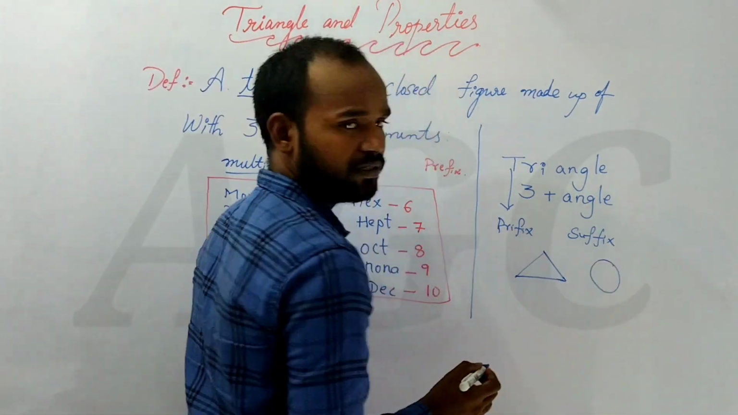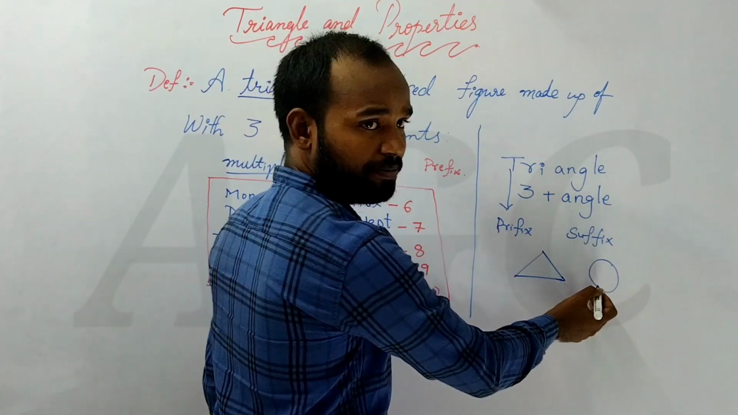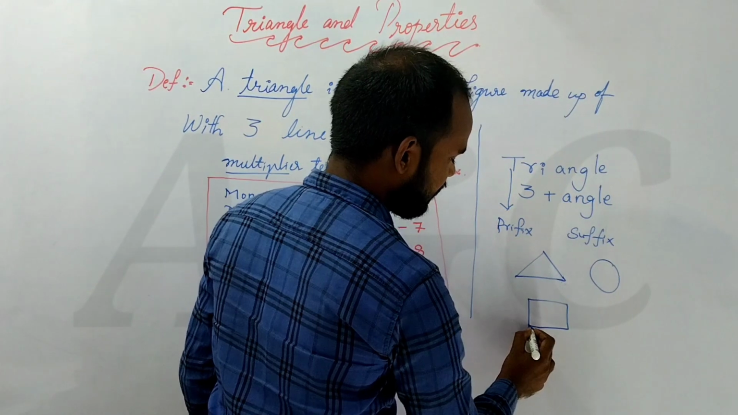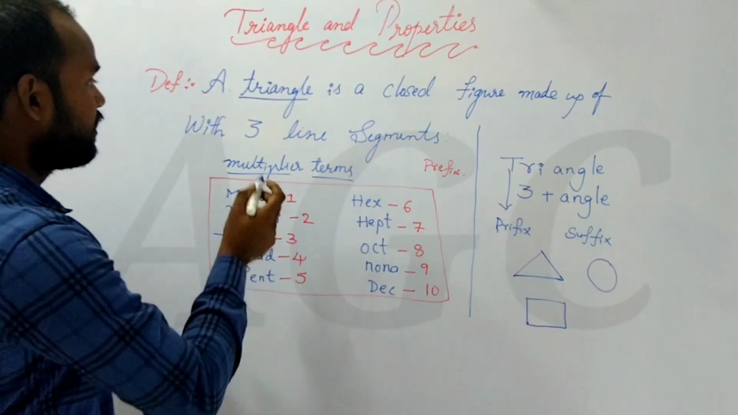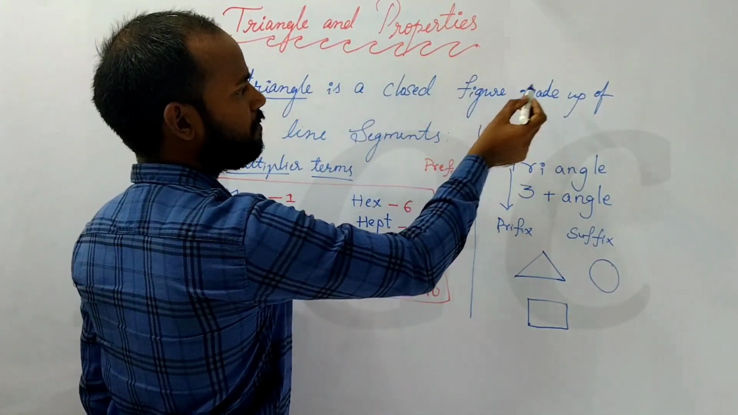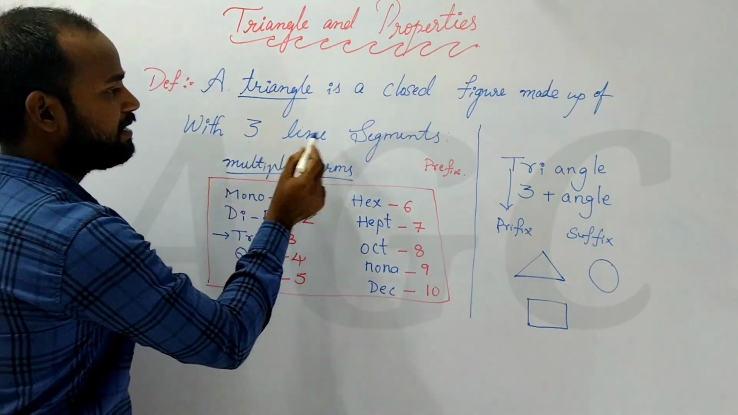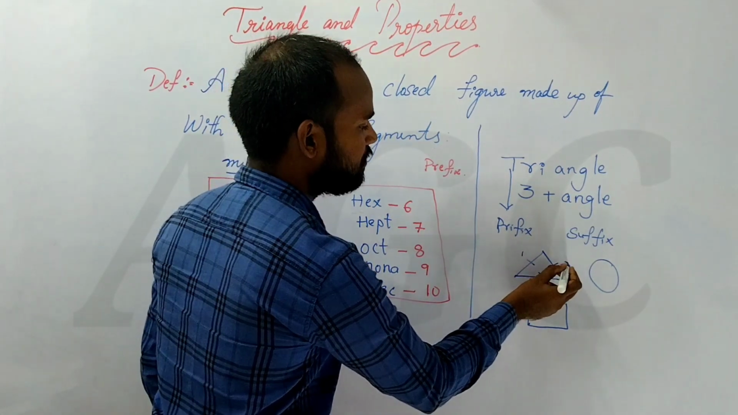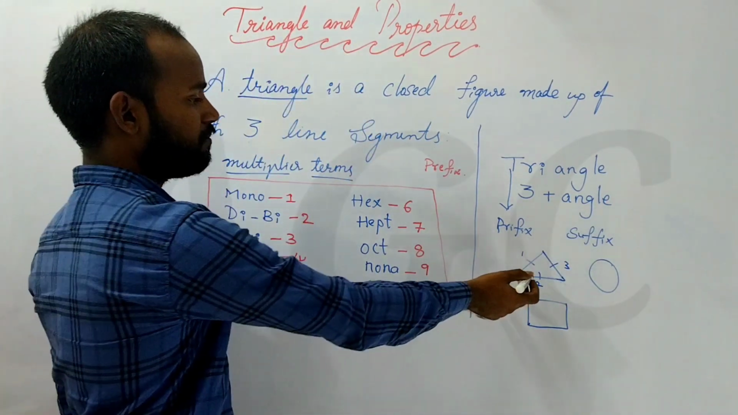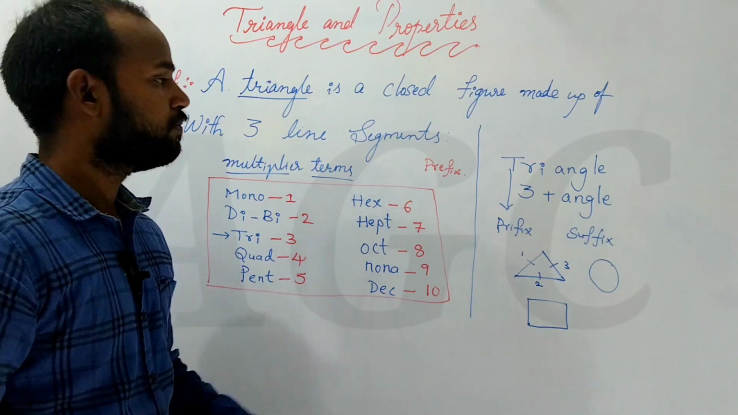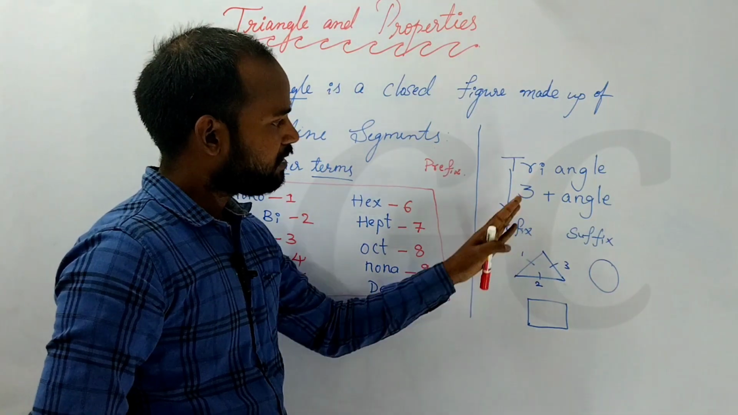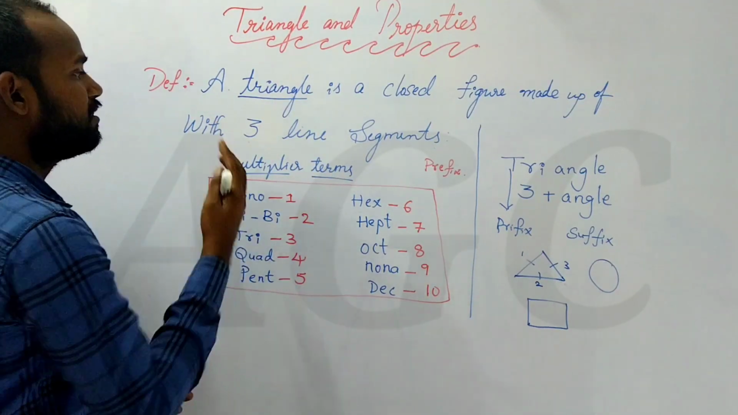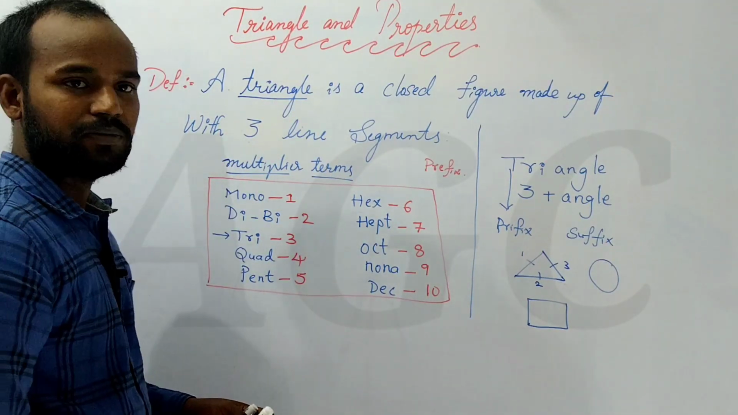This is also a closed figure. There is no entry for this, right? A closed figure is totally surrounded by sides. So a triangle is a closed figure made up of three line segments. Here, this is line segment 1, this is line segment 2, this is line segment 3. This is our triangle. I hope it is clear, right?